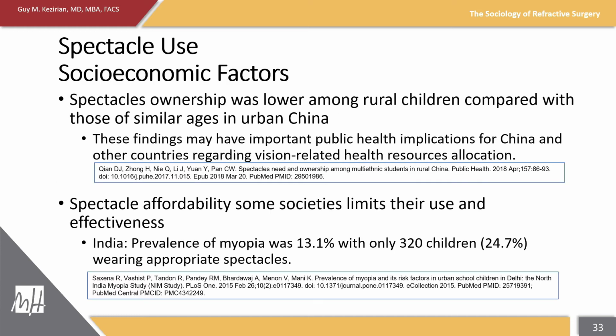Going back to China, in comparing rural and urban children, it was found that rural children had less access to glasses and less use of glasses, which has significant public health implications. Spectacle affordability in some societies limits their use and effectiveness. In India, the prevalence of myopia in this one study was 13%, with only 320 children, or 24% of those, wearing appropriate spectacles.